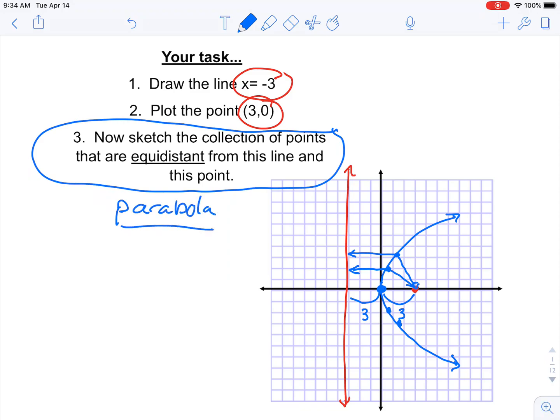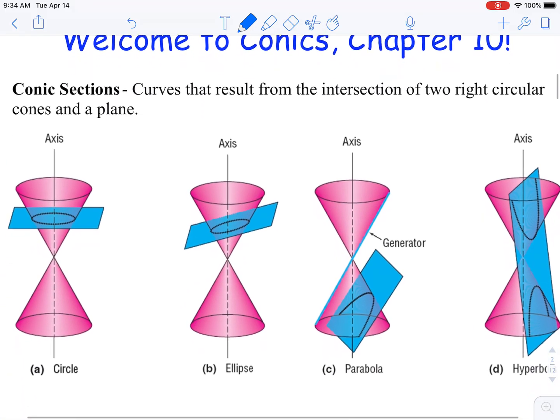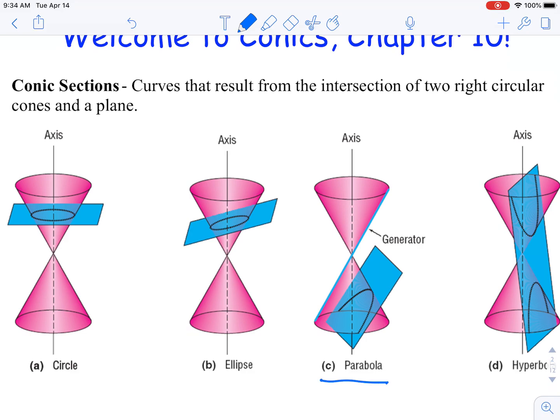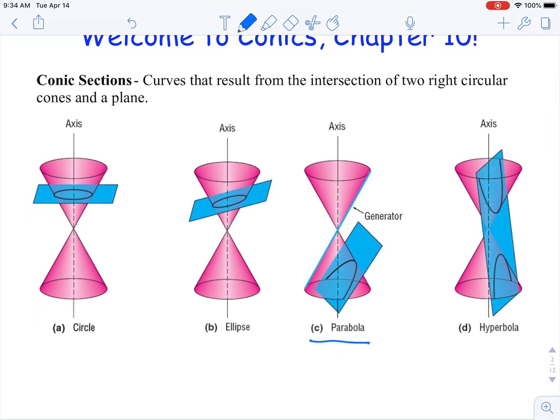Now, today's goal, or this next unit, is going to be looking at all these different conic sections. As you can see, a parabola here is one type of conic section. A conic section is simply the result of the intersection of these two right circular cones and some sort of plane. We've already talked about circles back in our polar units. We know that circles have an equation that looks something like this, where the r is the radius of the circle. And we've seen parabolas before.